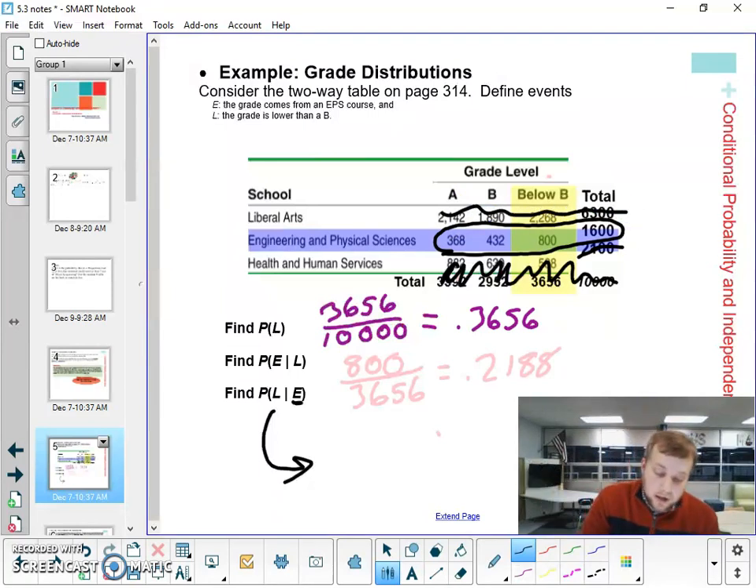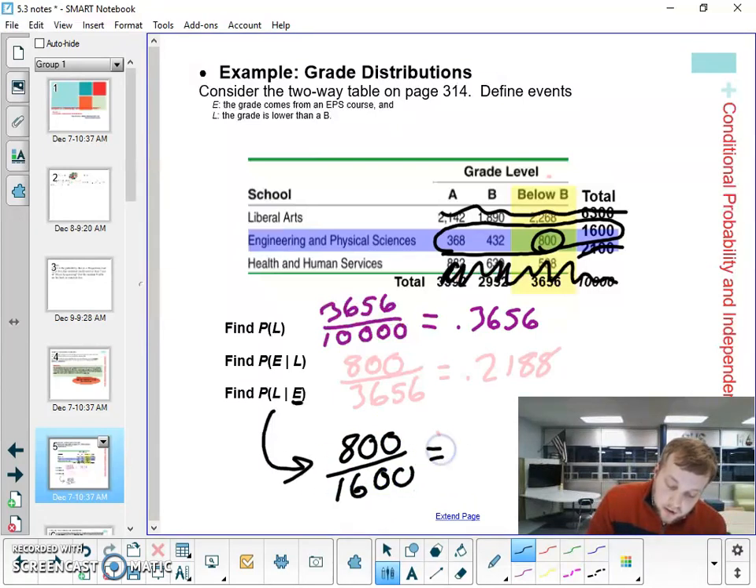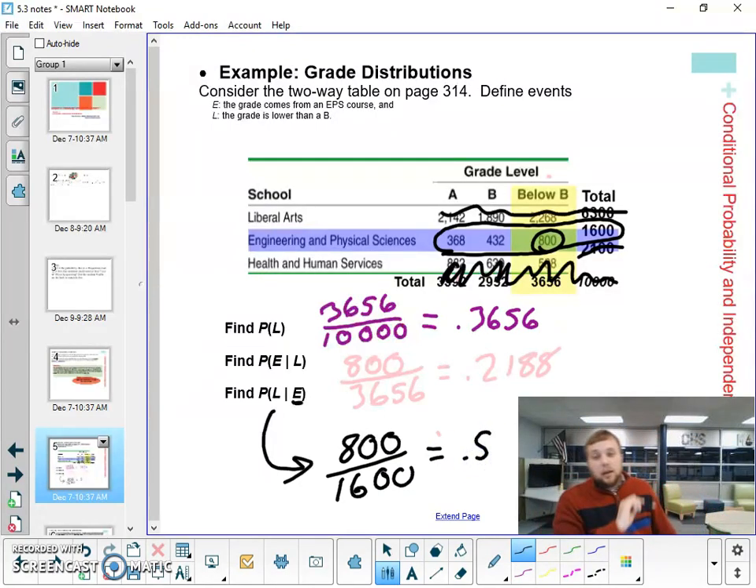I only care about the people in the engineering and physical science. And what's the probability they scored below an 800 or below a B? So I'm going to go 800 out of 16,000. Okay, and that is, last I checked, 50%. So if you were taking this kind of class, engineering and physical science, 50% get below a B.